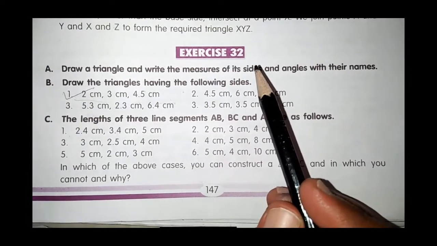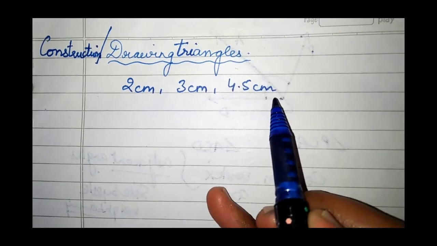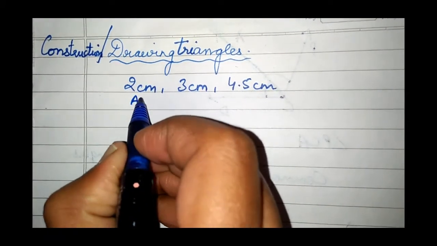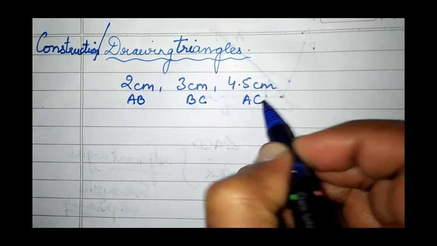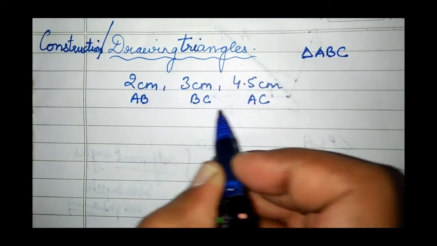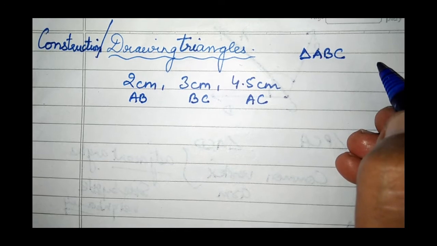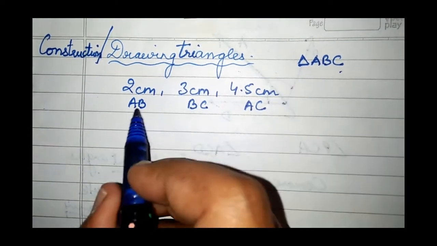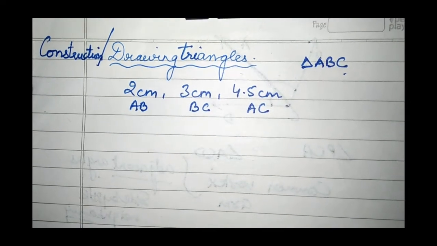So let's begin. Children, three line segments are given to you. Let us consider this is AB, this is BC, and this is AC. We are considering triangle ABC, and these are the three sides of that triangle. You can name any triangle when it is not given to you. Okay, I have taken triangle ABC. This is AB, BC, and AC. Now let's see how we are going to proceed.